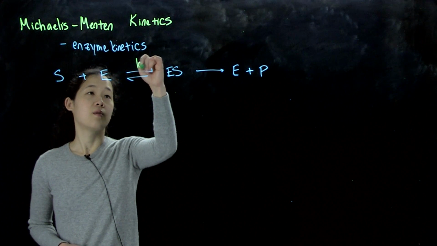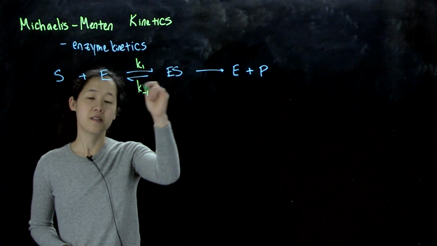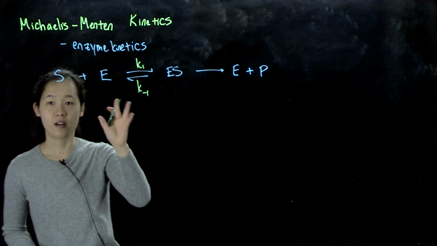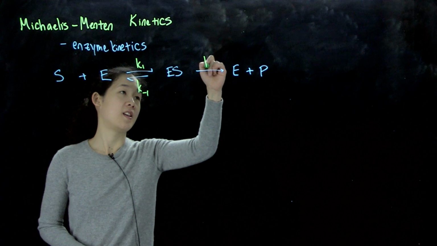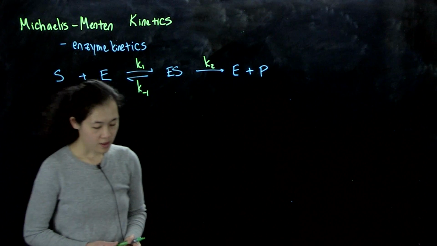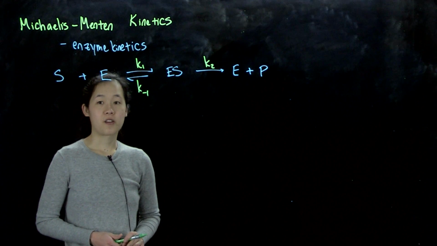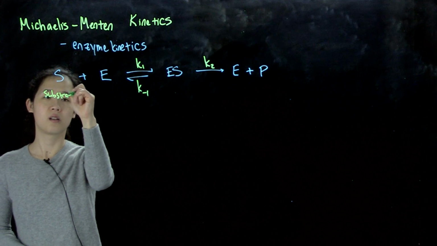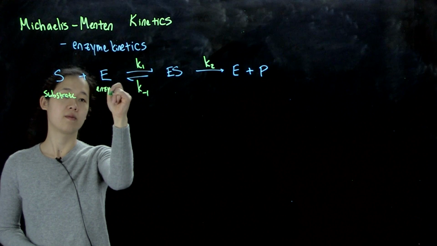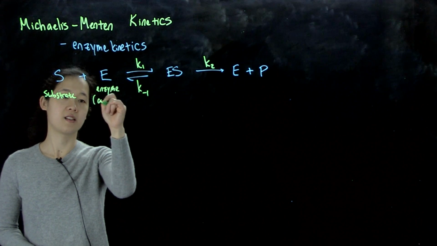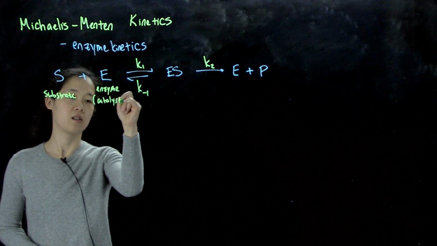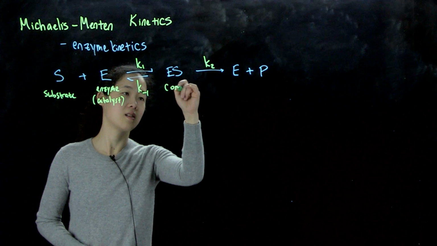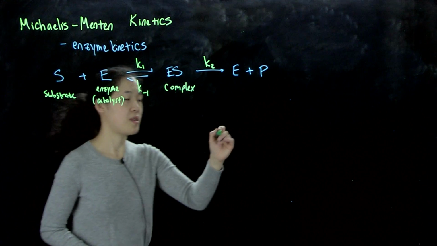So we have our rate constants, forward reaction, reverse reaction of this reversible step. And then K2 refers to the second irreversible step. So again, this is substrate, enzyme, aka our catalyst. This is our complex. And then P is our product.